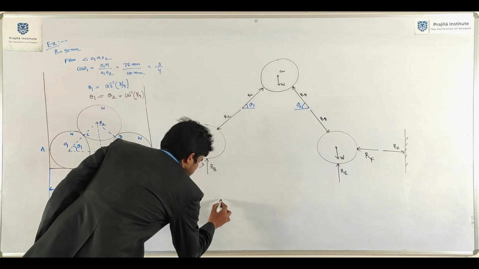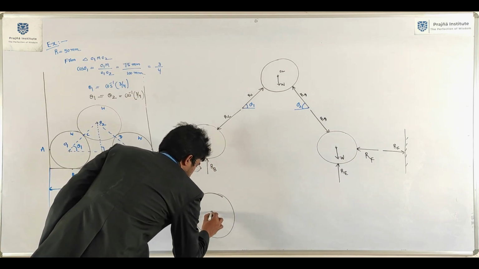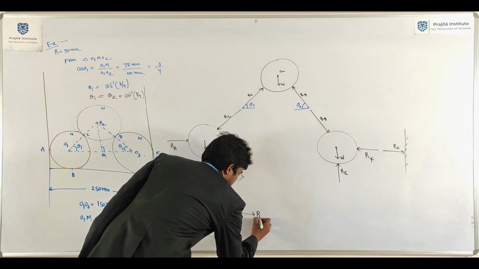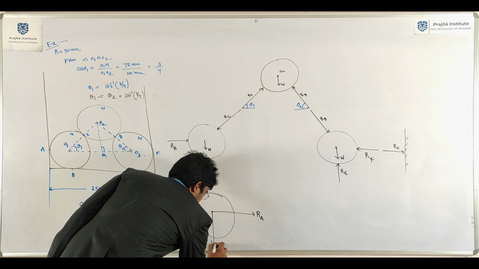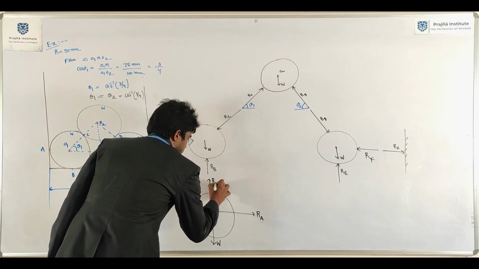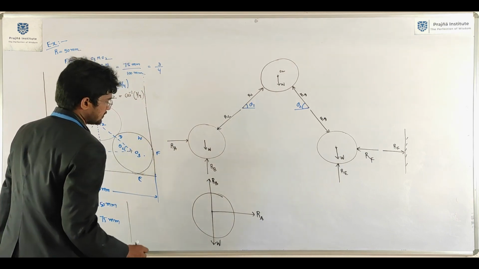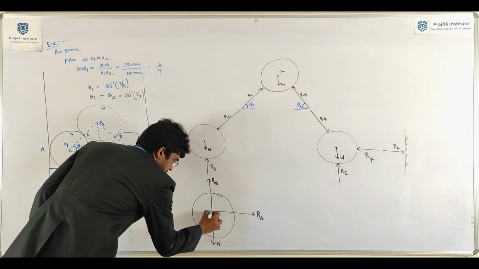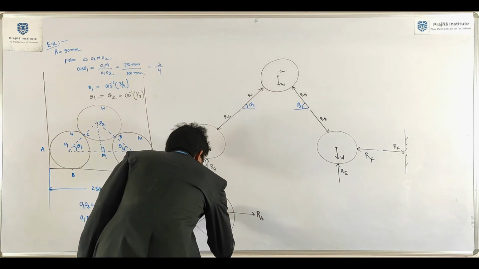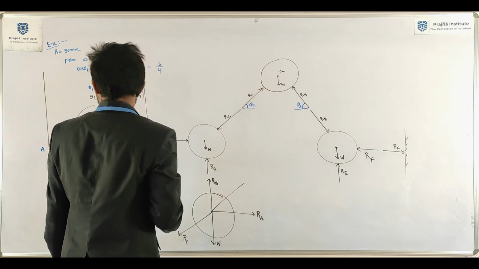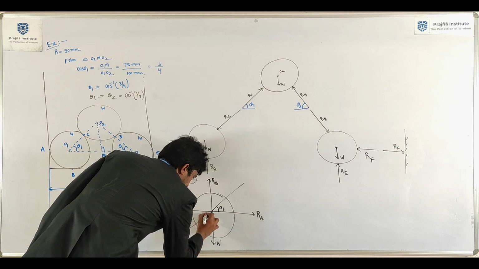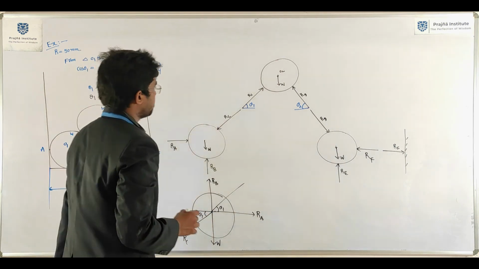Then just draw the concurrent system of forces. For this, what is the concurrent system of forces? It is RA, weight acting downward direction. RB will be acting like this. RC is acting like this. So RC is making an angle theta 1.